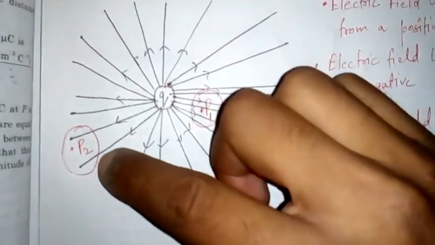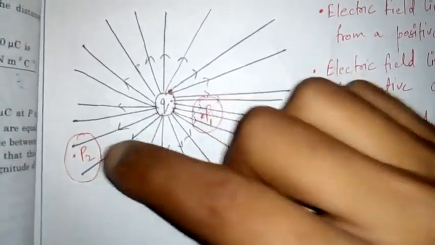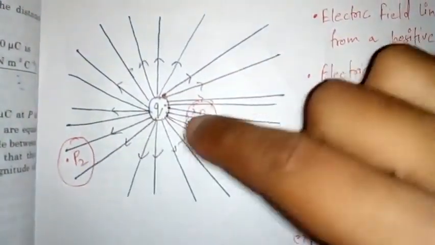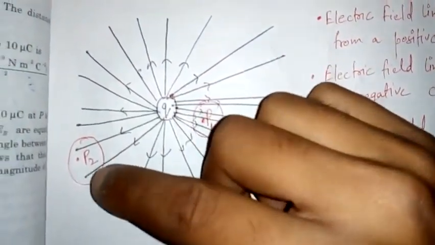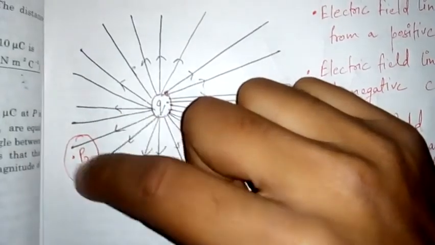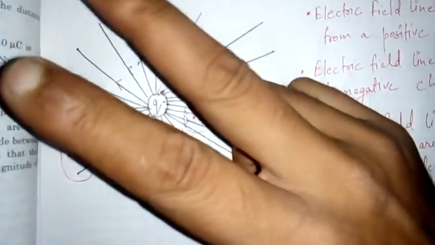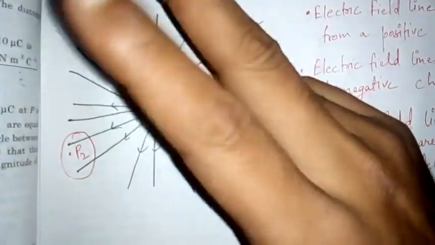What do you see at point P2? This is the unit area, so both of these areas are the same. If I look at point P2, in this unit area, how many electric field lines do you see crossing this area? It is only 2.